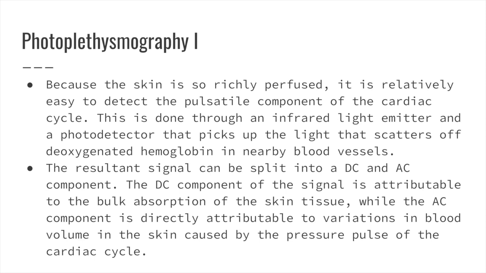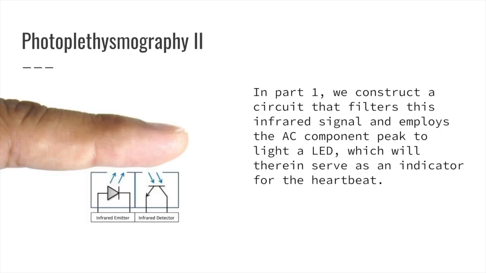The resultant signal can be split into a DC and AC component. The DC component of the signal is attributable to the bulk absorption of the skin tissue, while the AC component is directly attributable to variations in blood volume in the skin caused by the pressure pulse of the cardiac cycle. In part 1, we construct a circuit that filters this infrared signal and employs the AC component peak to light a LED, which will serve as an indicator for the heartbeat.